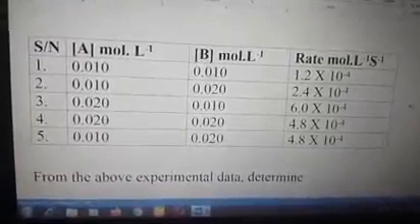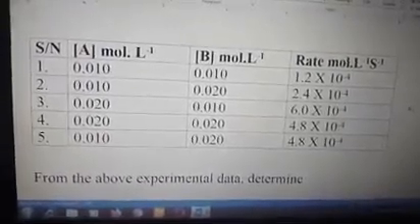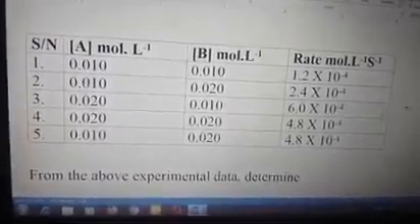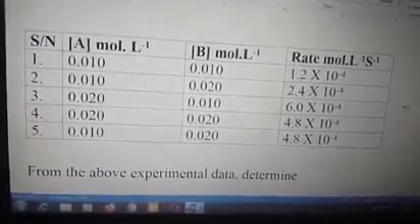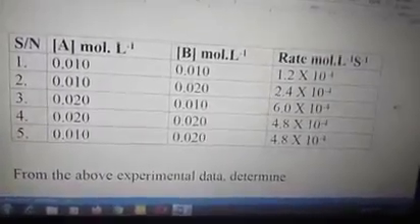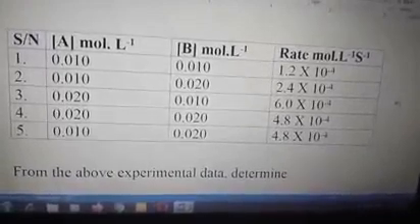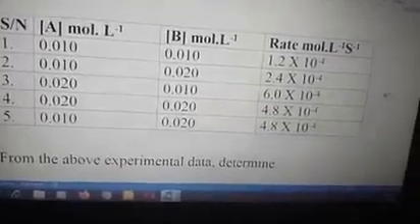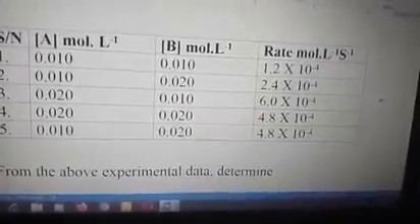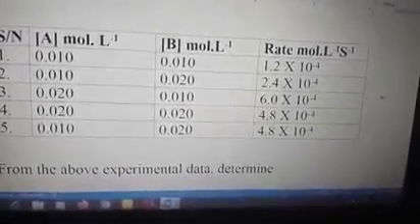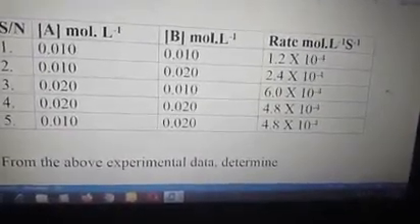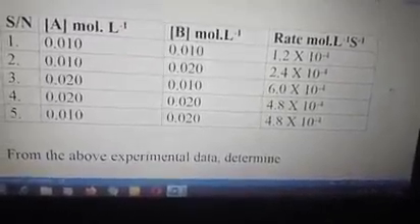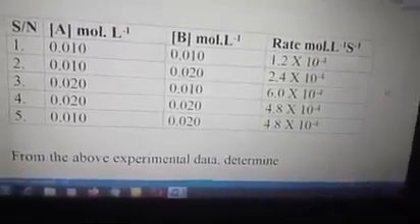You have the concentration of A from serial number 1 to 5: 0.010, 0.010, 0.020, 0.020, and then 0.010. You have the corresponding concentration of B: 0.01, 0.02, 0.01, 0.02, and 0.02. You have their corresponding rates: 1.2 × 10^-4, 2.4 × 10^-4, 6.0 × 10^-4, 4.8 × 10^-4, and 4.8 × 10^-4 again.